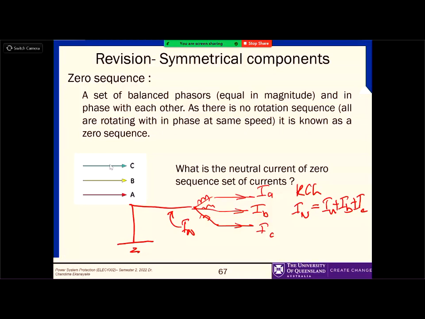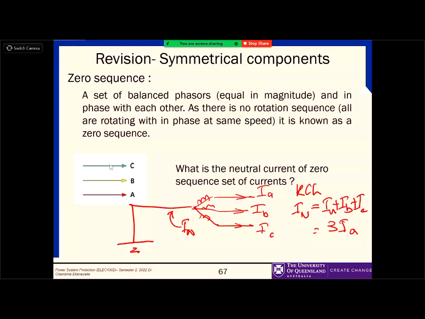Can those three currents cancel out? No. Why? Because they are in phase. They have the same magnitude and same phase. So IN is equal to 3 times IA, or 3 times IB, or 3 times IC. Which means that if you look at any unbalanced system and measure the neutral current, you can quickly calculate the zero sequence component, because one third of the neutral current is equal to the zero sequence current.